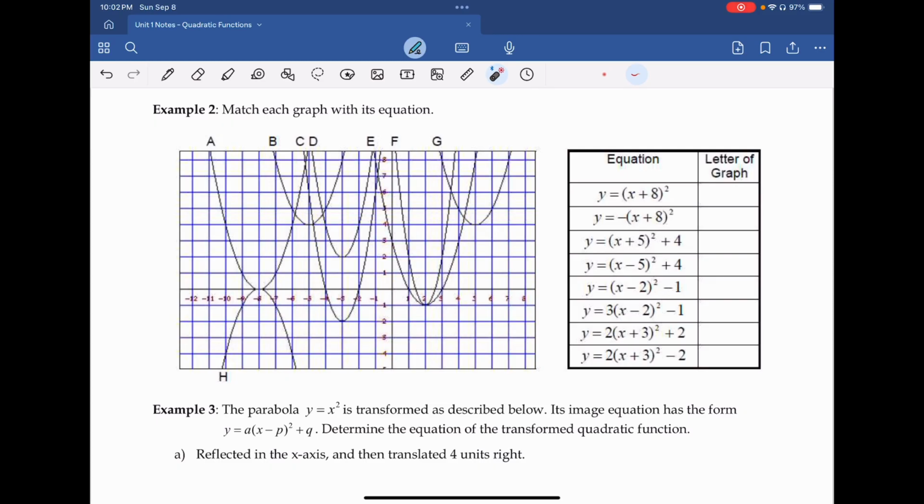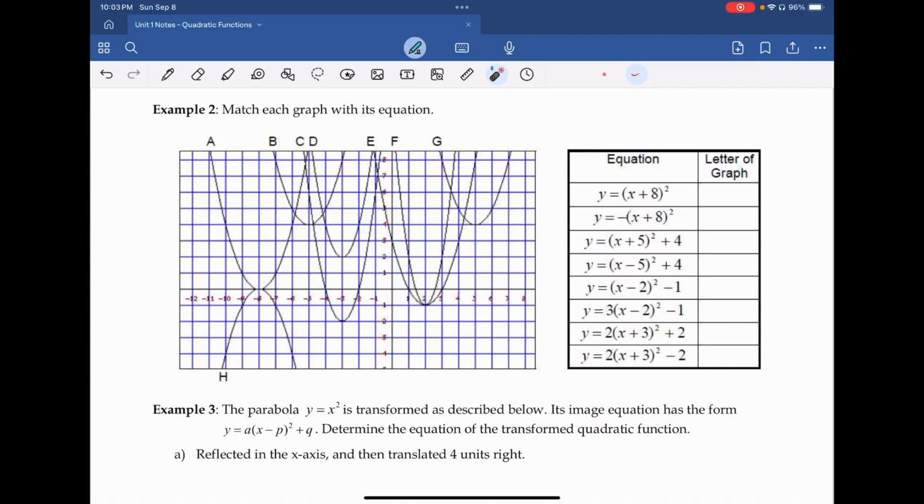So let's start off with the first one, y equals (x plus 8) squared. Well, first and foremost, there's no vertical translation. It doesn't go up or down, so it's along the x-axis. It doesn't have a reflection because there's no negative here. It also doesn't have an a value which would multiply. So all we're doing in this graph is moving 8 units to the right, or in this case, actually the left because it's positive, right?